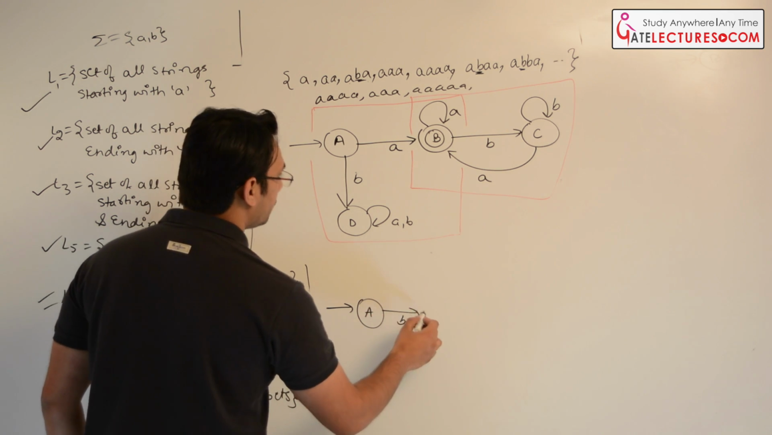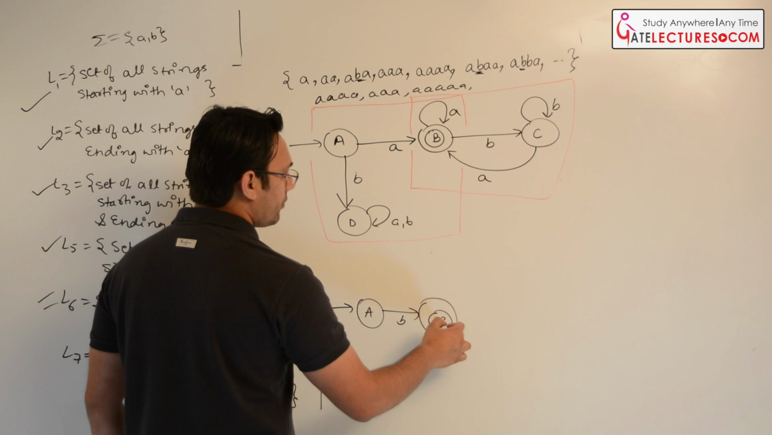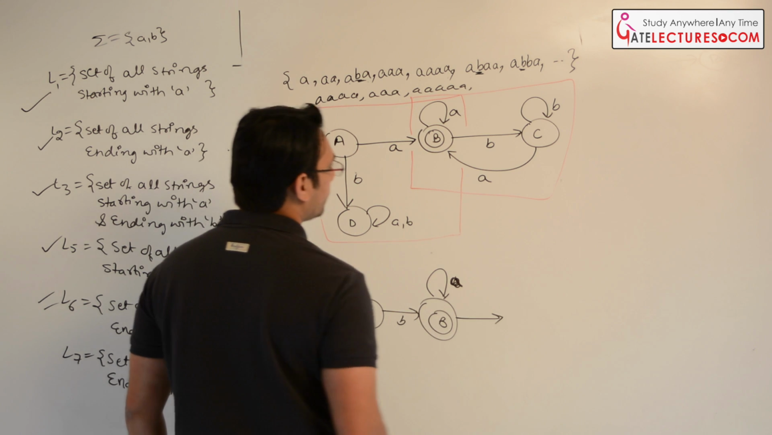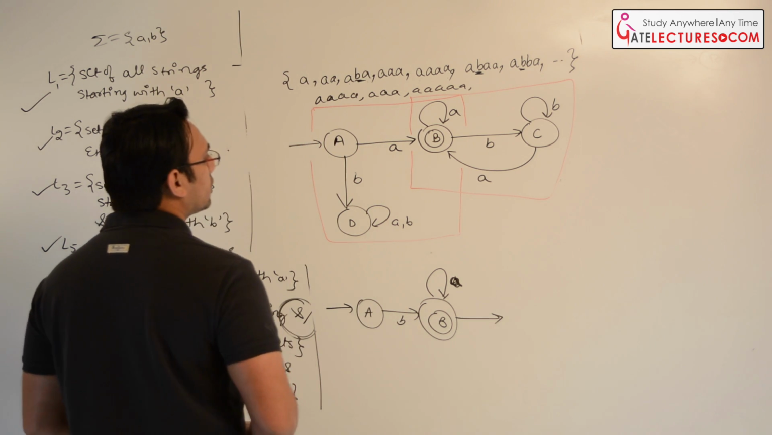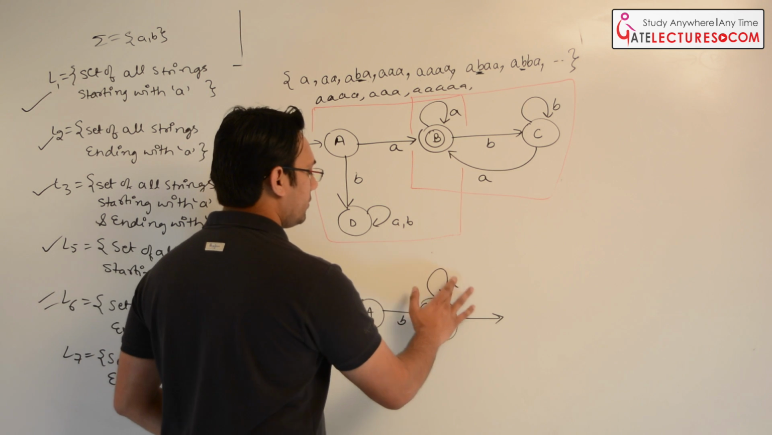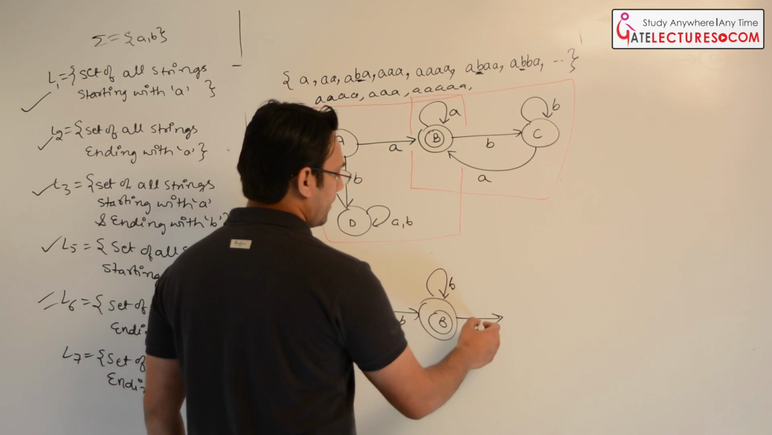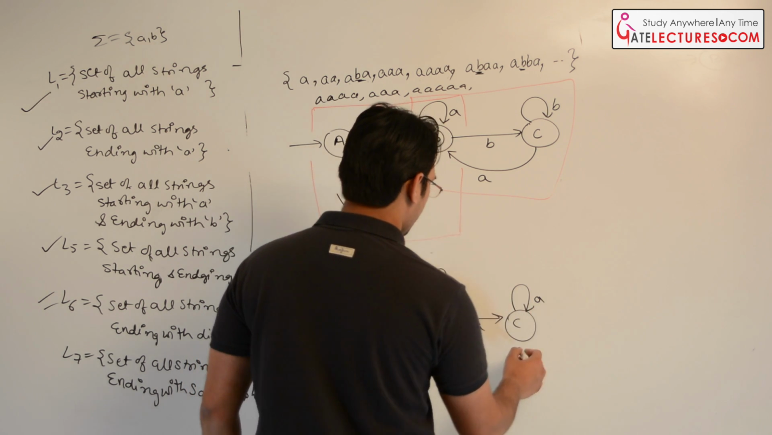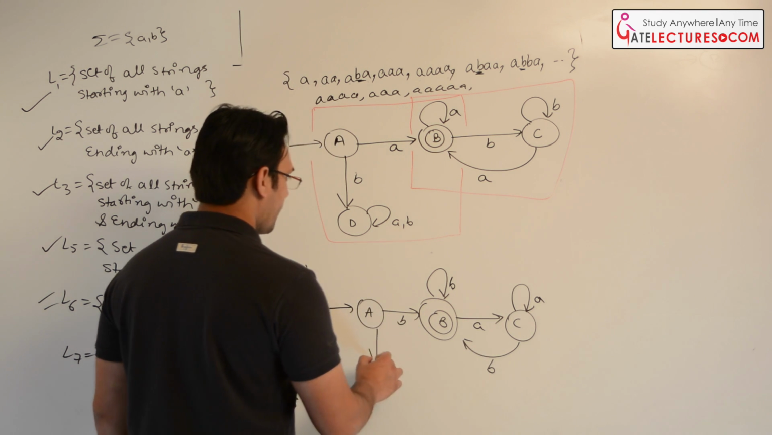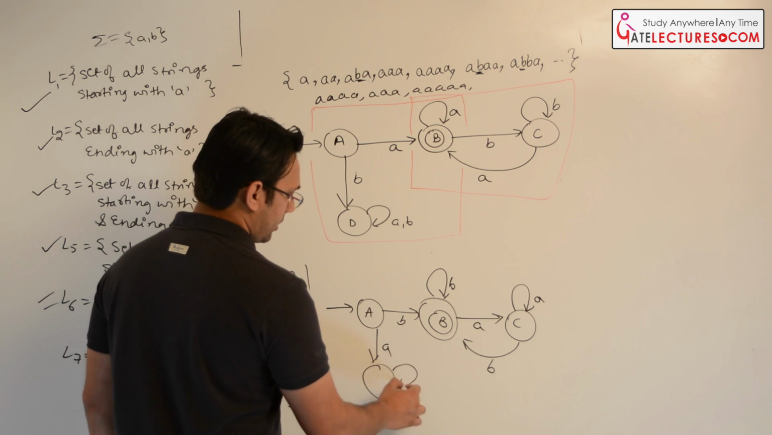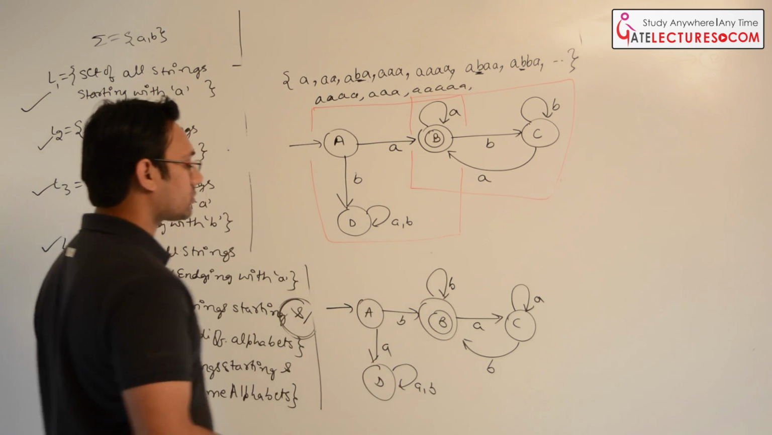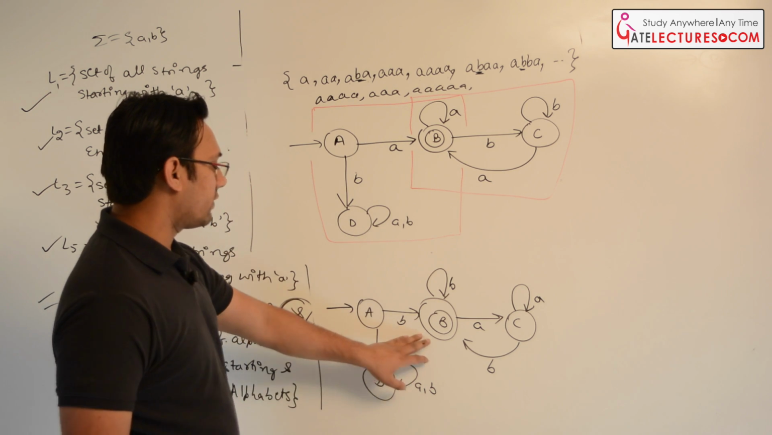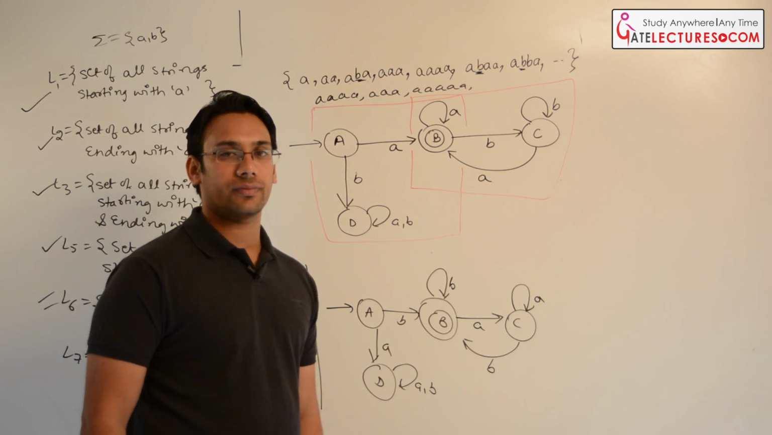So starting with B, we'll go to state B. This can be A. Okay, I've done fine. This should be B, not A. This is A, and this is A. This is B. This is A. Fine. So this is for starting with A, ending with A. This is for starting with B and ending with B. Okay.